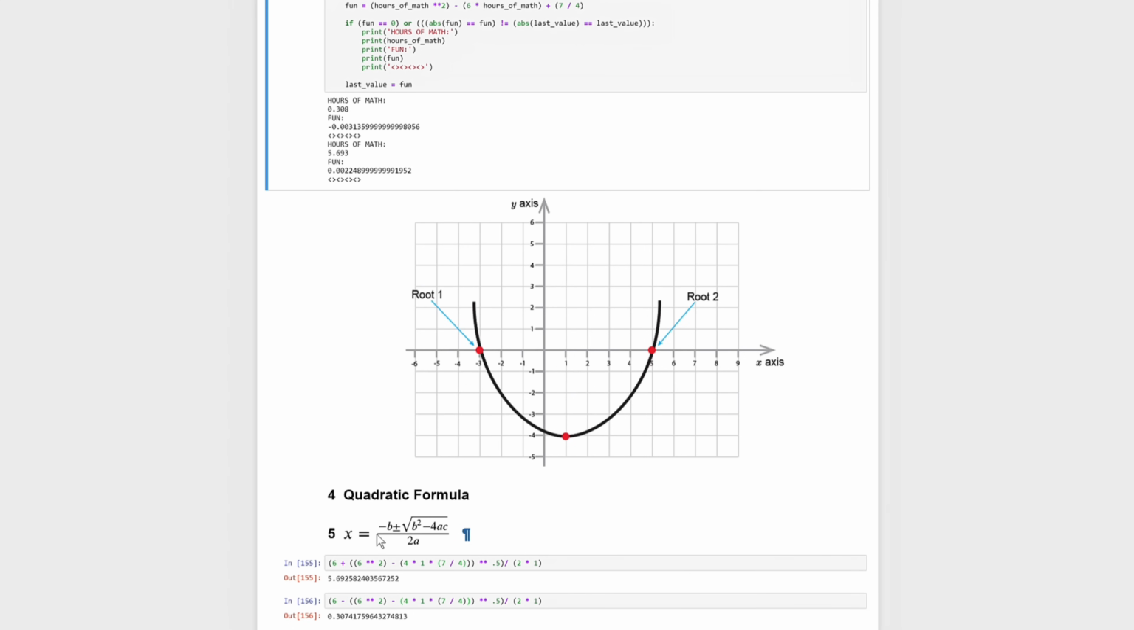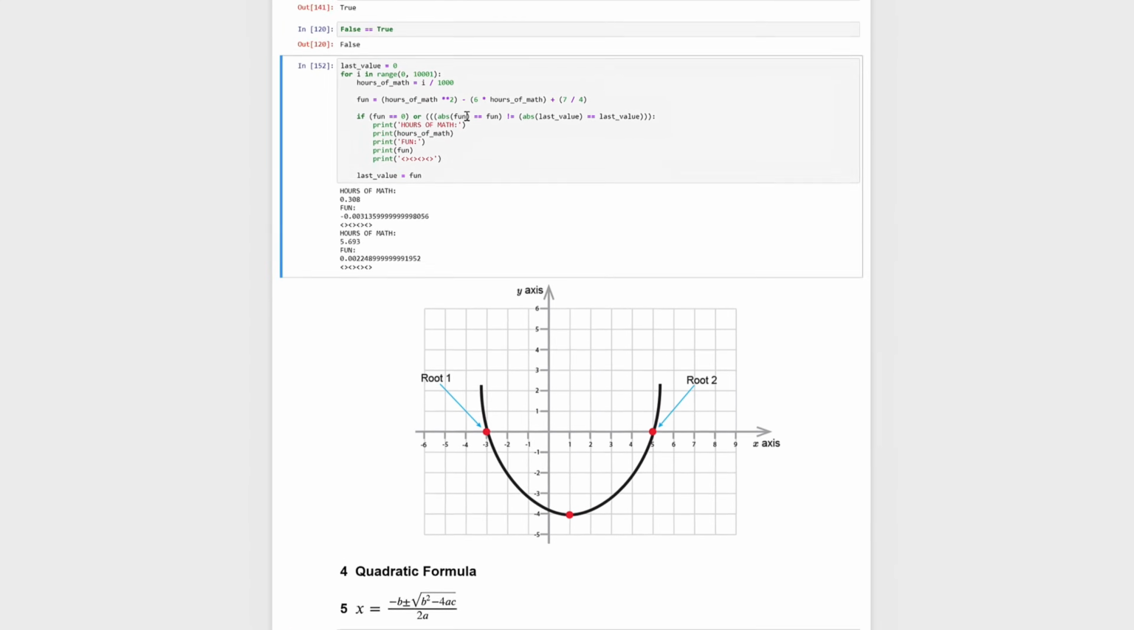However, thinking about it in another way, this whole framework gives us a way of solving problems without using algebra and without using math.